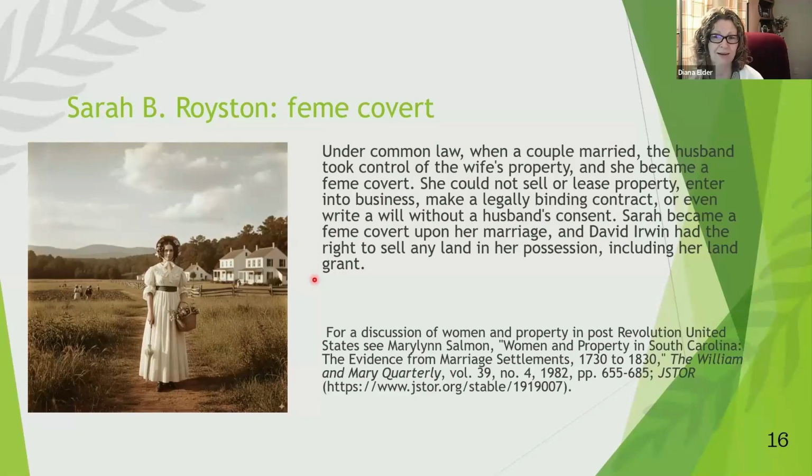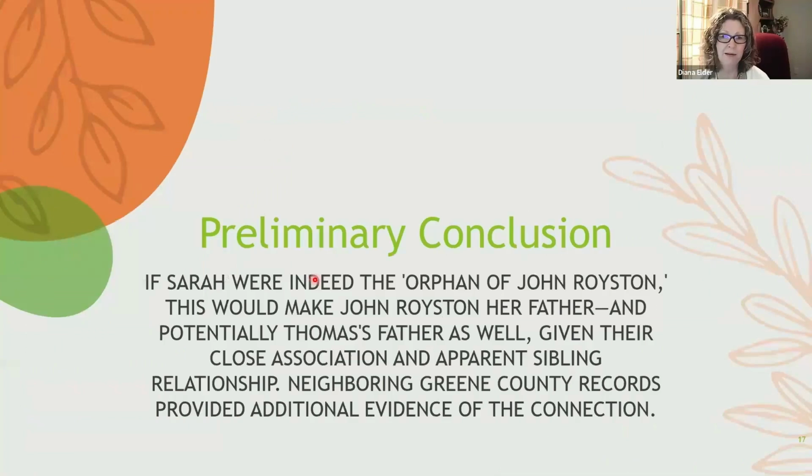including her land grant. So, my preliminary conclusion was that if she were indeed the orphan of John Royston, this would make John her father and potentially Thomas's father as well, given their close association and a parent-sibling relationship. And then there is a lot more to the case that adds additional evidence. So we're not going to go into that, but I wanted to just show some of those things that we do with our sources. Once we find those and we analyze the type of source and we really look carefully at the informant and we pull together all the evidence.